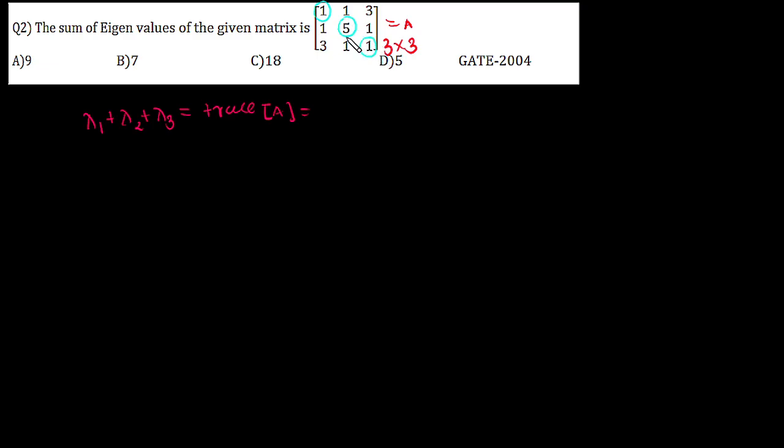Here the diagonal entries are 1, 5 and 1 respectively. So now add those three numbers. So I get the trace of matrix A, which is nothing but simply 7. So now it is exactly the same as the sum of eigenvalues, and that's what they are asking. So I can say option B is the sum of all eigenvalues, which is 7. Now let's move to the next question.